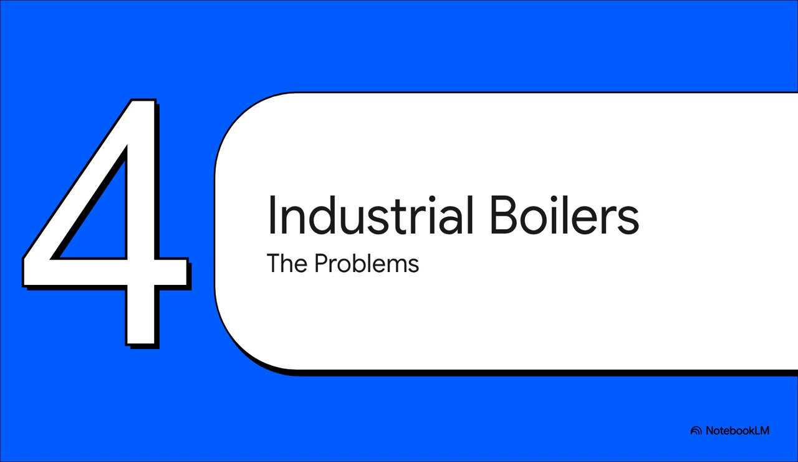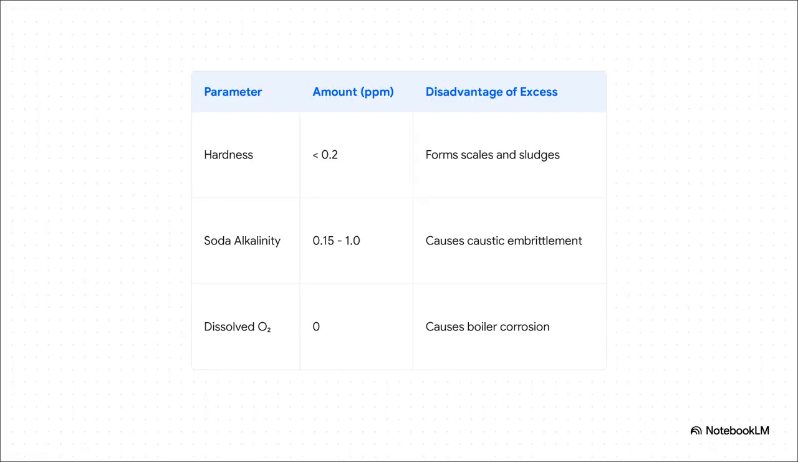Okay, let's switch gears completely now. We're moving from the water you drink to the water that powers our industries. And for all you future engineers at CMX College of Engineering and Technology, pay close attention. This is where using the wrong kind of water goes from being a small problem to an absolute nightmare. Just look at how incredibly strict the rules are for water going into an industrial boiler. Hardness has to be less than 0.2 parts per million, that's basically zero. And dissolved oxygen, absolutely none allowed.